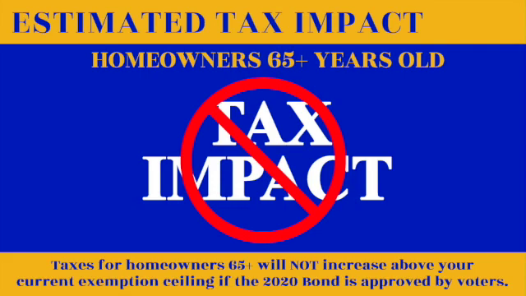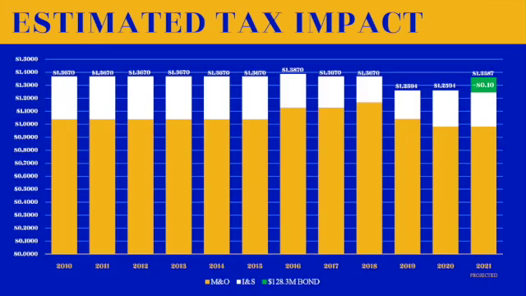Taxes for homeowners age 65 and older will not increase above their current exemption ceiling. The addition of the 2020 bond to the district's projected 2021 tax rate brings a total projected 2021 tax rate to $1.3387. The projected 2021 rate includes an anticipated 2-cent decrease in the M&O rate, assuming no changes are made to current legislation and property values continue to grow 5% for tax year 2021.